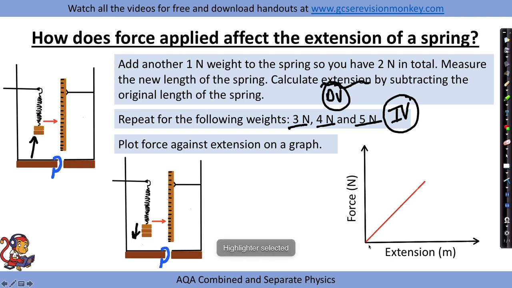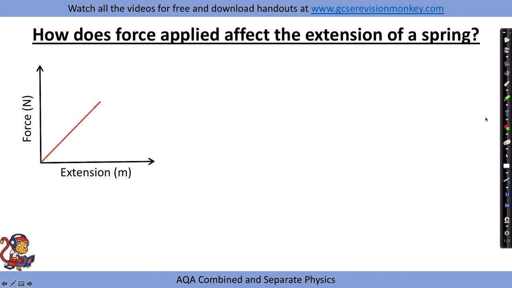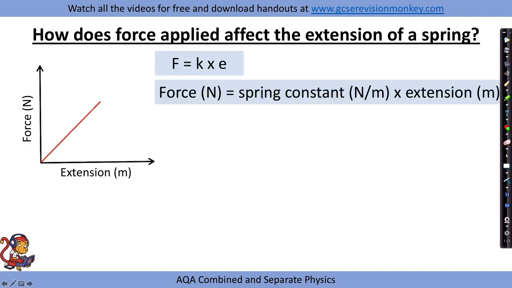Any straight line relationship that goes through zero is a directly proportional relationship. So force applied is directly proportional to extension. So looking at the graph in more detail, this links to an equation which says that force equals spring constant times extension, F equals KE. So if you wanted to calculate spring constant from your values, you would rearrange that equation so that you would have K equals F divided by E.